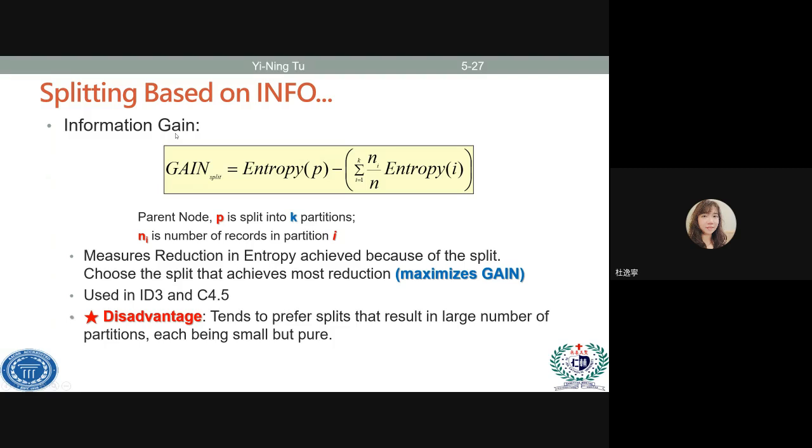Okay, so information gain, please underline, is used in ID3 and C4.5. These are another kind of algorithm, but Python does not support these two algorithms, only R. So if we have time, we will handle R here. So of course, it has a disadvantage because this index tends to prefer splits that result in a large number of partitions, each small but pure.